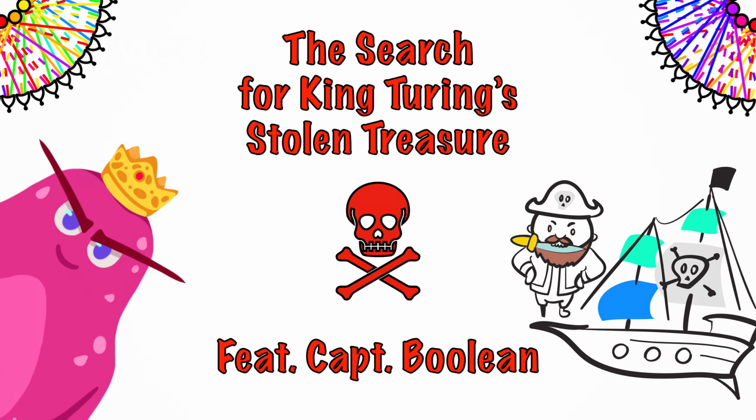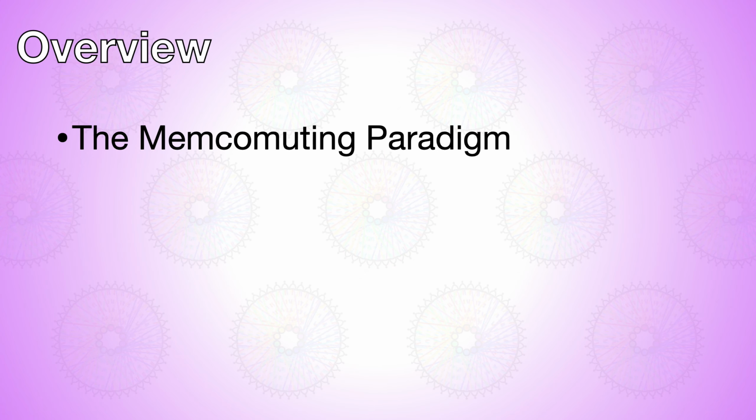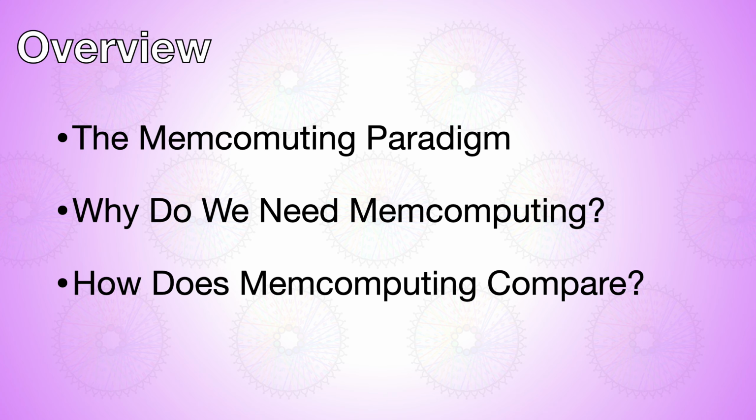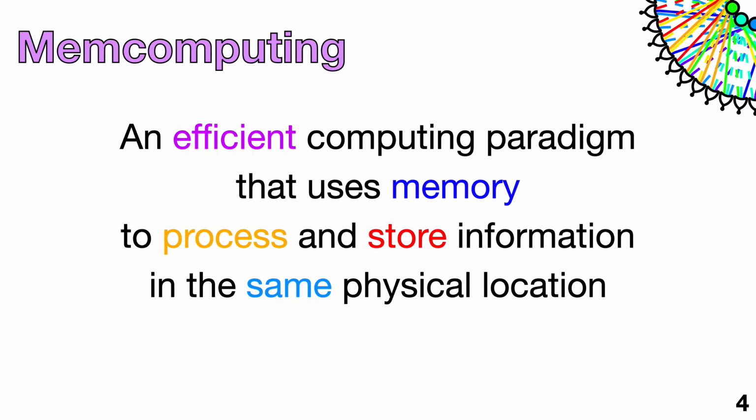But before we go into that story, let me give you the overview. First, I'm going to give you a real brief introduction to the Memcomputing paradigm. I'm going to keep it simple, and then we're going to jump into the story and understand why we need Memcomputing in the first place, and then see how Memcomputing compares to other techniques that are common when solving difficult problems like these. Memcomputing is an efficient computing paradigm that uses memory to process and store information in the same physical location. Efficient means it's fast, and it's different than what modern computers do because of the way it utilizes memory.